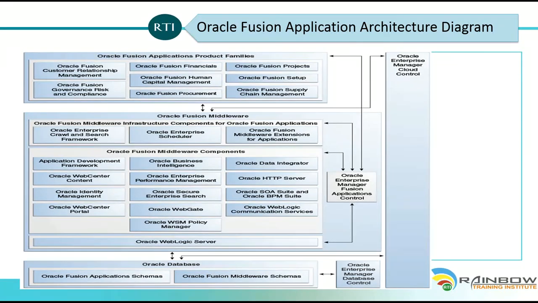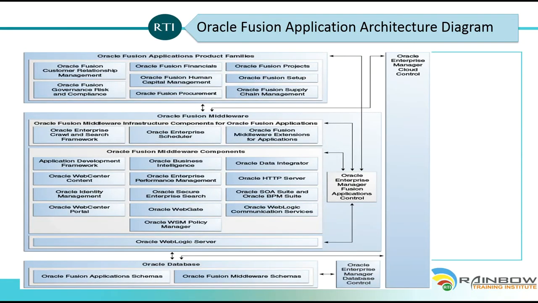Okay, coming to the Oracle Fusion middleware, right? I think I already spoke about Fusion middleware a little bit already. So let's talk about some more things which were not included in the previous session. Here, in the Fusion middleware, I will divide this whole thing into two components. One is Oracle Fusion middleware infrastructure components for Oracle Fusion applications, and the other I will call Oracle Fusion middleware components. What does it mean?